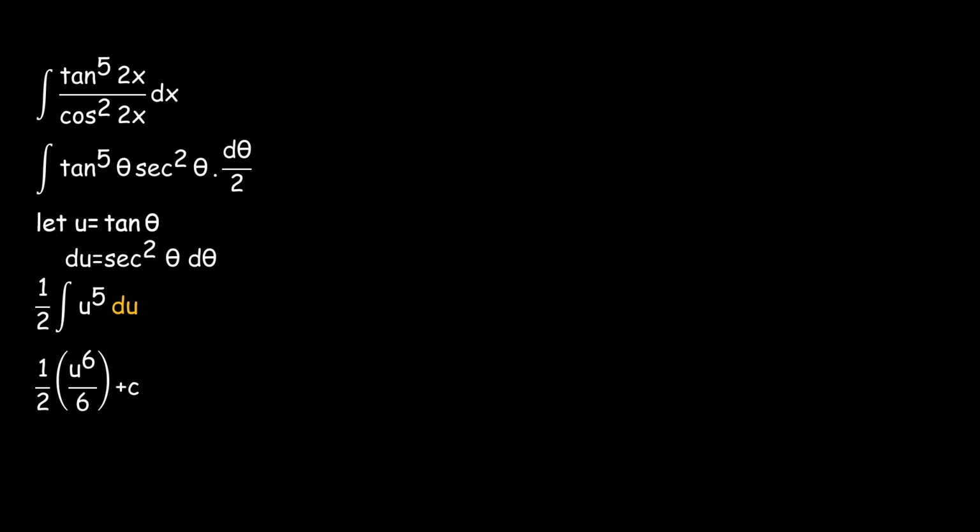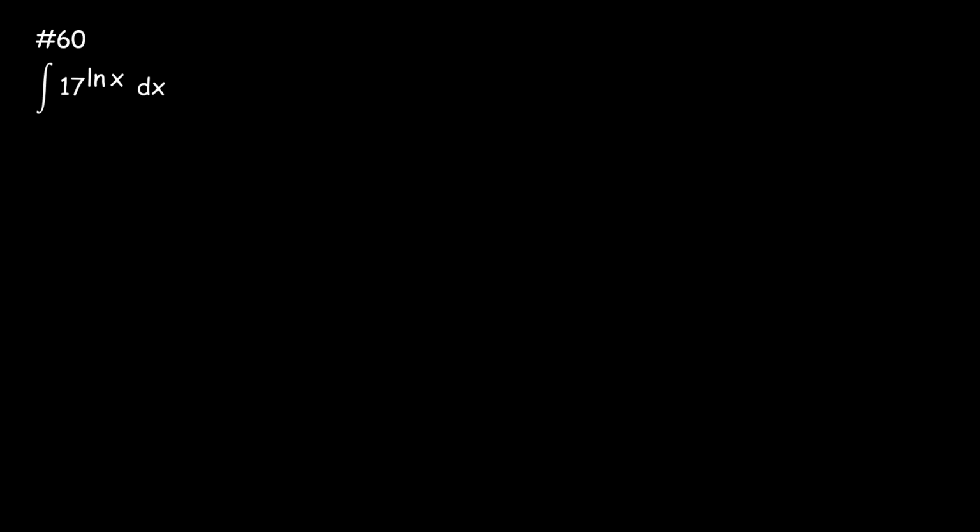Replacing the value of u once again, we would have half tan to the power 6 theta over 6, and then back again replacing theta, we have tan to the power 6 of 2x over 12 plus c. Very good question. I like this question a lot. Okay, moving on to question 16.